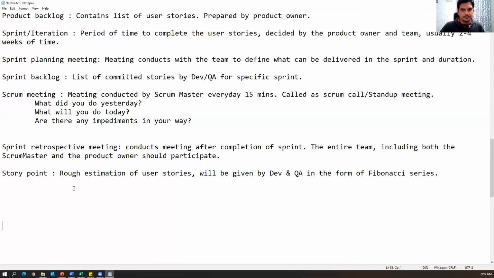Let us say 0, 1. So 0 plus 1 is 1. Again 1 plus 1 is 2. Again 1 plus 2 is 3. 3 plus 2 is 5. And 5 plus 3 is 8. This is a Fibonacci series.